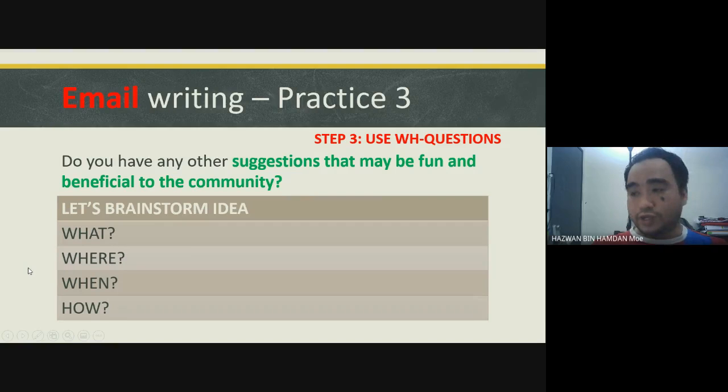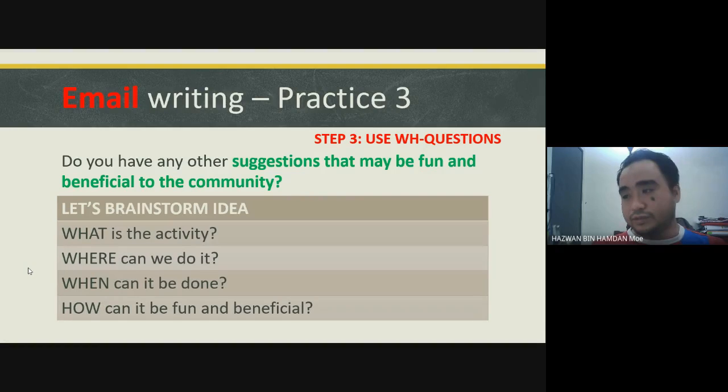What, where, when, and how. So the questions yang kita boleh develop daripada what, where, when, and how. What is the activity that we suggested? Where can we do it? When can it be done? And how can it be fun and beneficial? Macam mana dia boleh jadi bermanfaat untuk masyarakat.